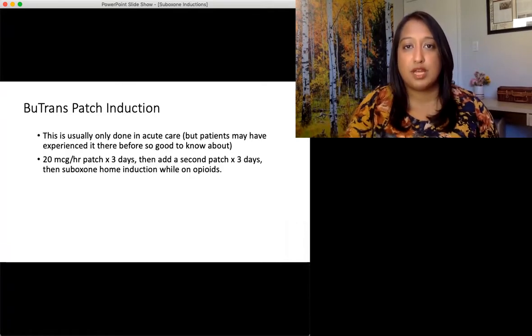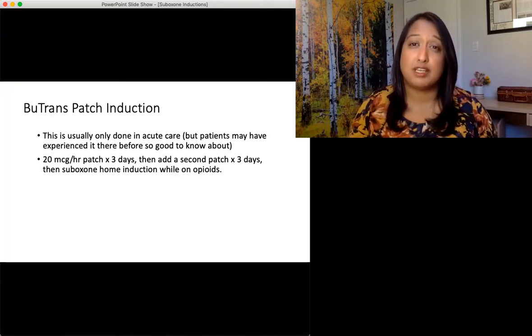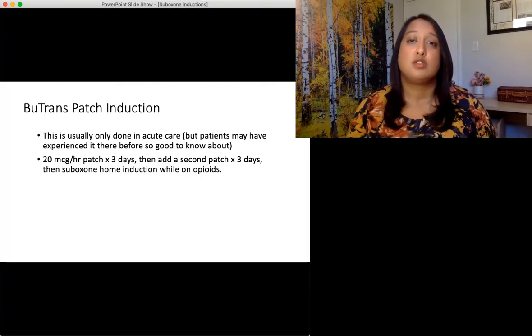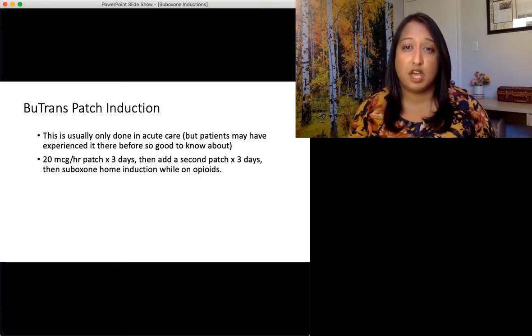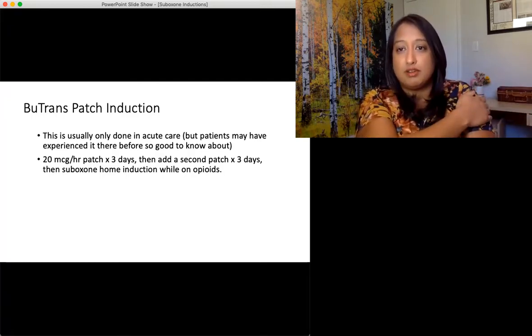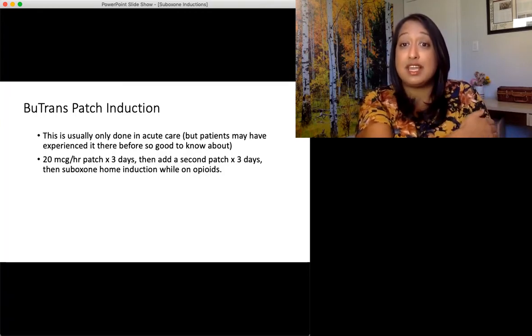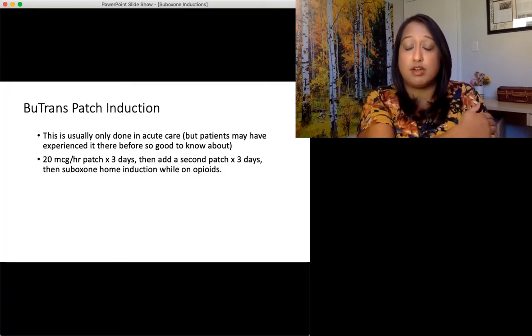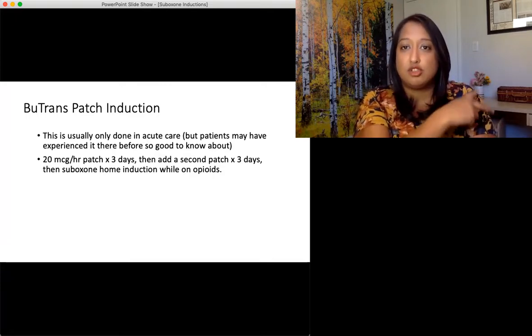Okay, so the Butrans patch induction. Again, we only typically do this in acute care, but this is because of cost, not because of risk of precipitation. The cost of the Butrans patch is usually prohibitively high for a lot of patients. So the idea is you put on a 20 microgram per hour patch for the first 3 days. And after 3 days, you add a second 20 microgram per hour patch. And then you have those 2 patches on.